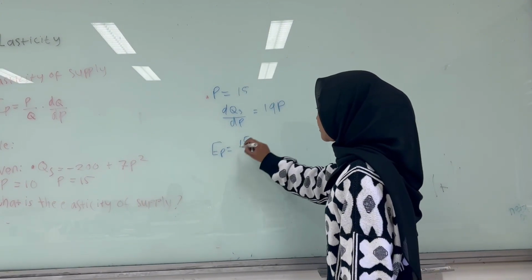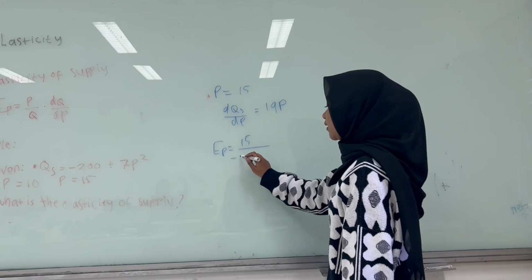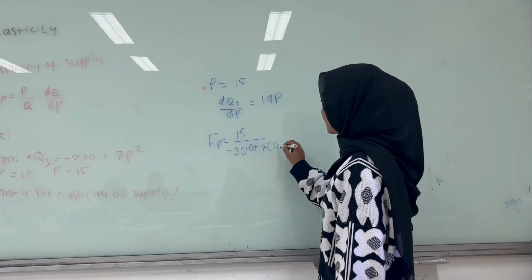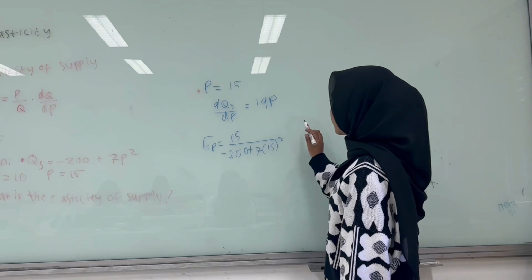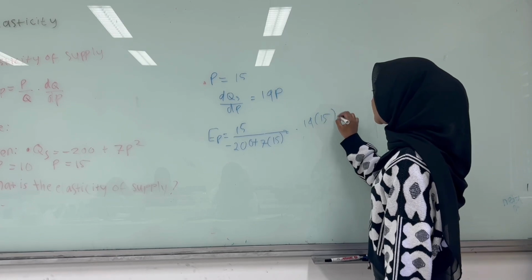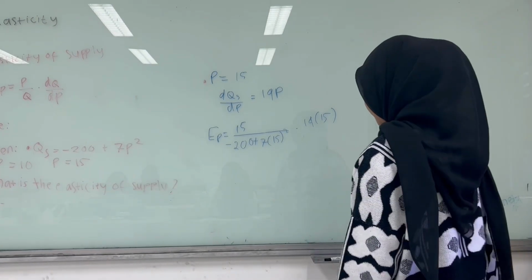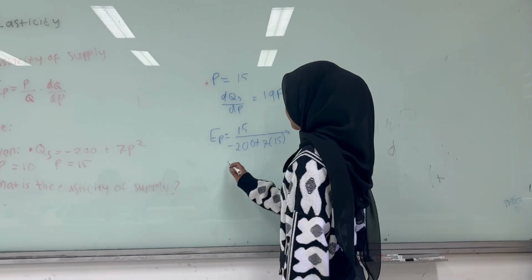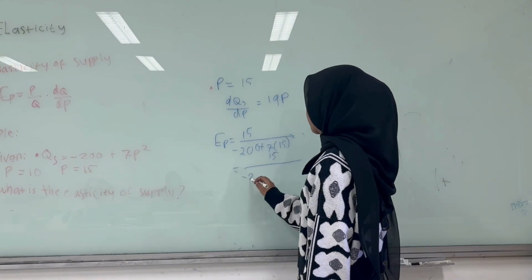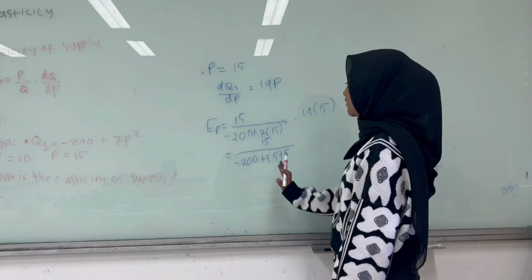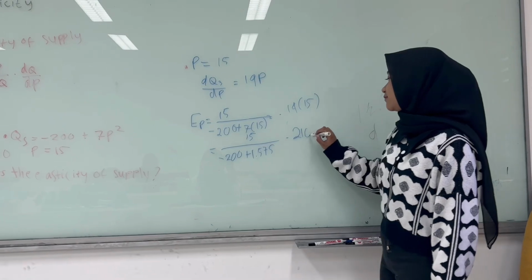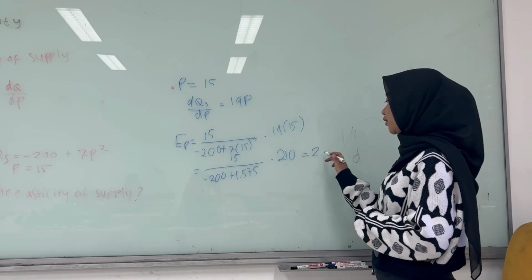So 15, but the QS is minus 200 plus 7 times 15 squared, times 14 times 15. So 15 per minus 200 plus 1575 times 210. So the answer is 2.3.